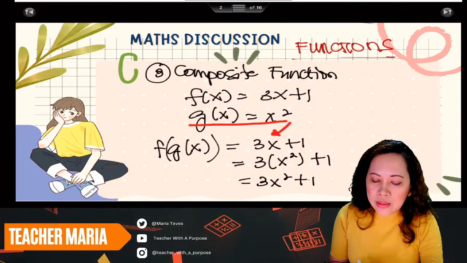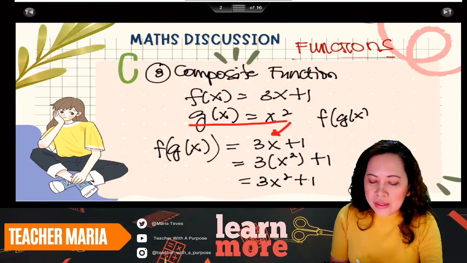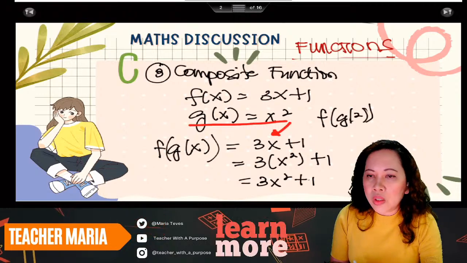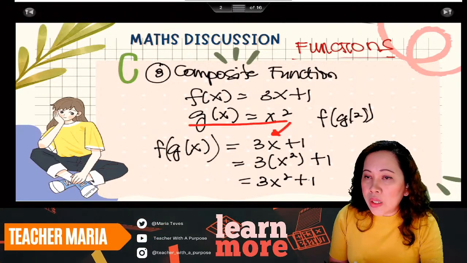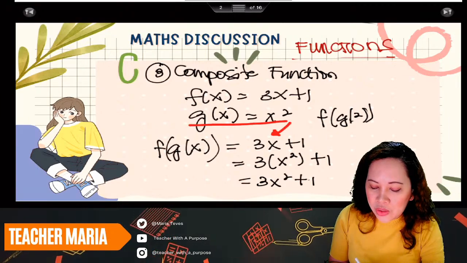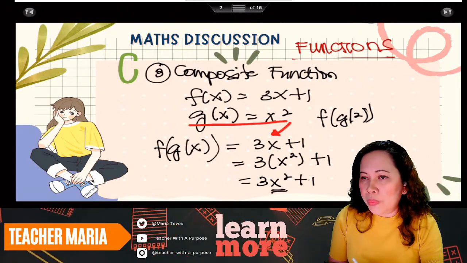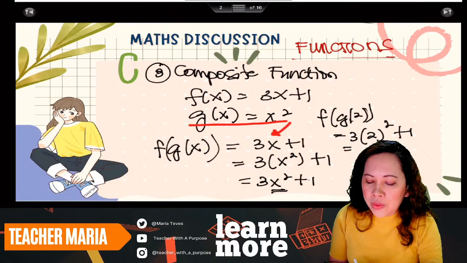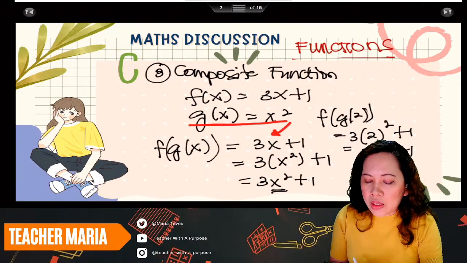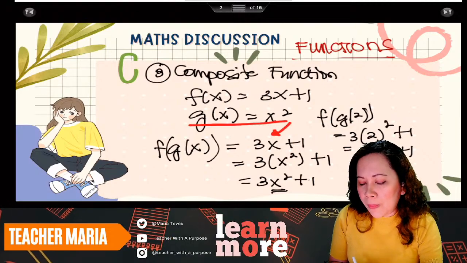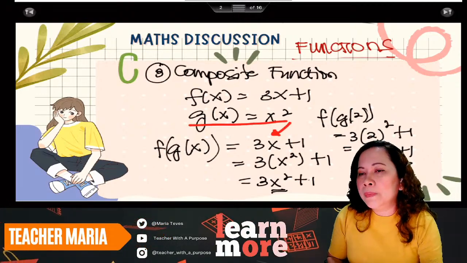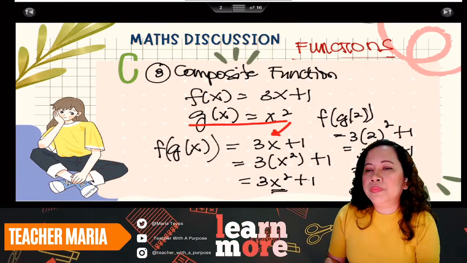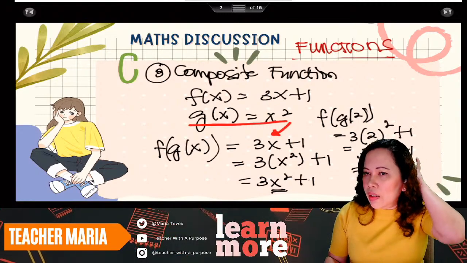So if you are asked what is f of g of x, if x was 2, all you need to do is substitute your x with 2, because this is already composed. So that's 3 times 2 squared plus 1. So that will be 3 times 4 plus 1. So 3 times 4 will be 12 plus 1. That will be 13. Okay, cool. Questions so far?